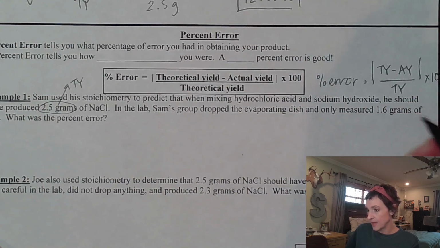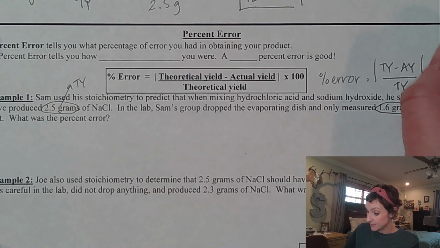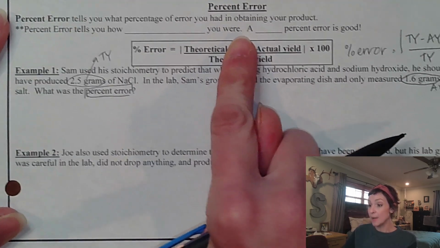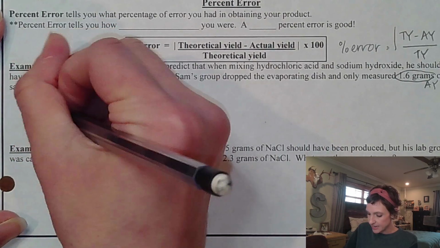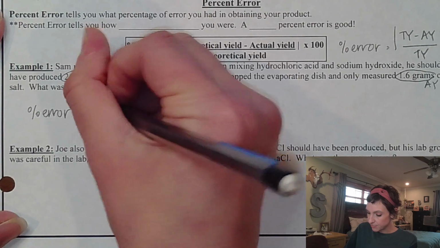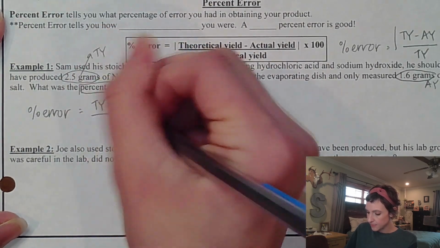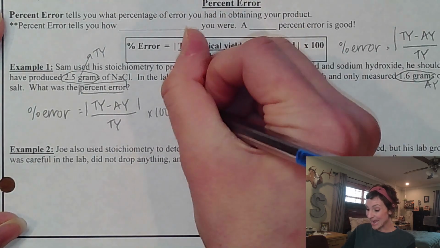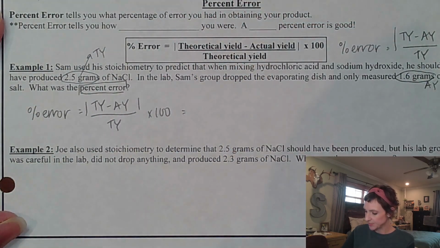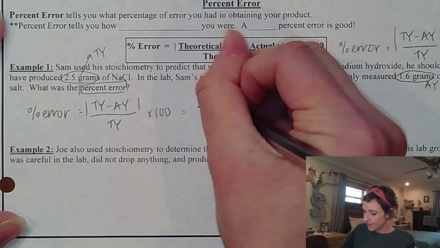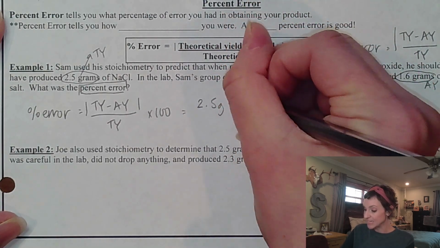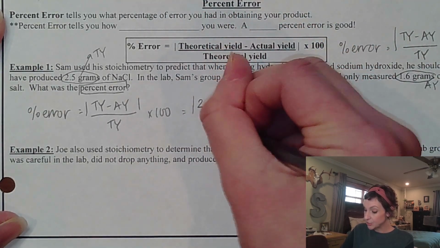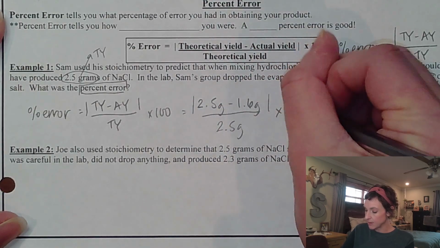And we know that they dropped the evaporating dish, so we only produced 1.6 grams. So that's his actual yield. We are solving for percent error here utilizing this equation. So I'm going to establish the equation. I'm going to write down percent error is equal to theoretical yield minus actual yield over theoretical yield with the absolute value bars. Now I'm going to show the substitution of these units, right? So my theoretical yield was 2.5 grams. The grams are important. Minus 1.6 grams divided by 2.5 grams times 100 equals.